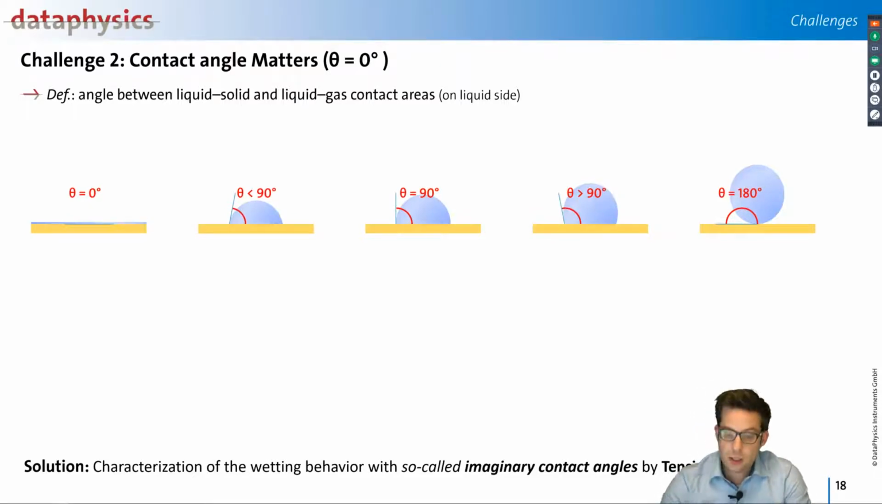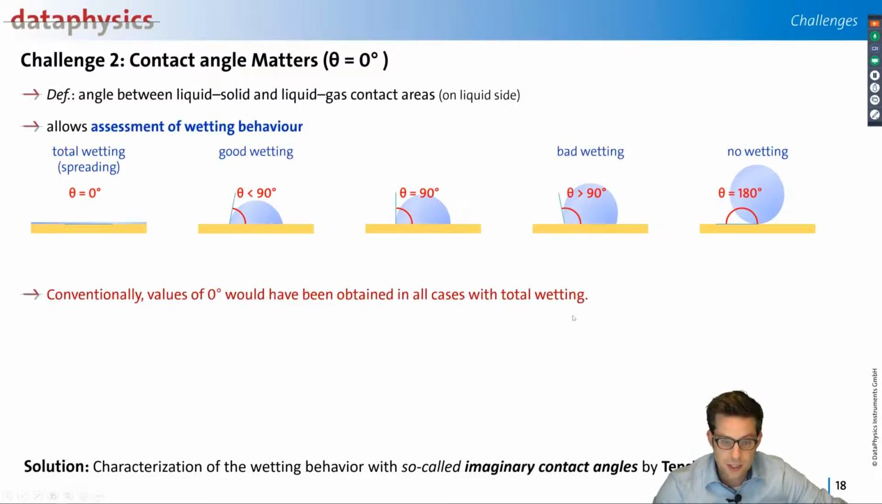So what does this mean? Okay, a surface like the one in the middle where you have a 90-degree water contact angle, this is not ideal for an implant. A surface like here where the water is spreading completely over the surface, this is very, very good, but it's difficult to measure on the surface.